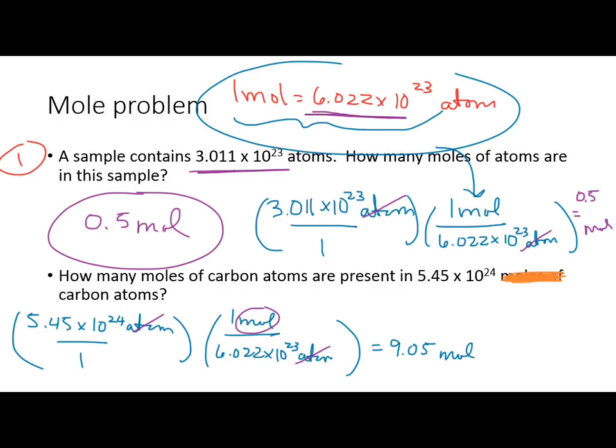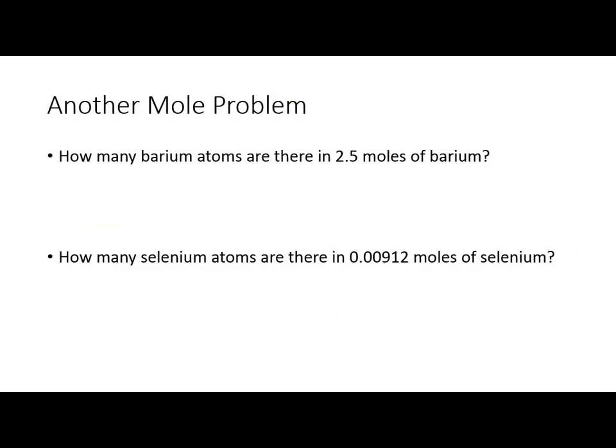Okay, so a mole is a lot of particles, 6.022 times 10 to the 23rd. We can actually take a number of atoms and pack it up into moles. The next one is to take a mole and unpack it into the number of atoms. So what if we're dealing with the element barium? Could be any element, but we're just dealing with barium. How many barium atoms do you have if you have 2.5 moles of barium?